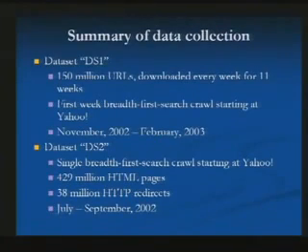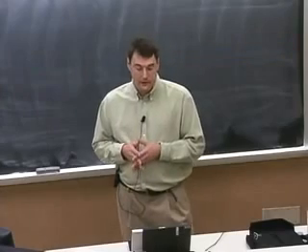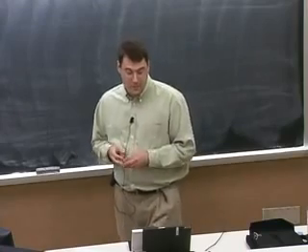So about our collection, we have 2 different data sets. The first, which I'll refer to as DS1, consists of 150 million URLs, which we downloaded each week for 11 weeks. The initial crawl was a breadth-first search crawl starting at the Yahoo homepage, and the remaining weeks were crawled exactly that same set of URLs. That crawl took place between November of 2002 and February of 2003. The second data set, or DS2, was the result of a single breadth-first search crawl starting at Yahoo, and it contained 429 million HTML pages, as well as we followed 38 million HTTP redirects. This took place between July and September of 2002.